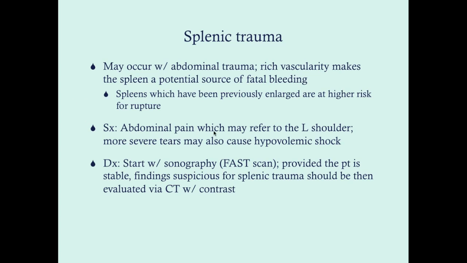So the symptoms are abdominal pain. This can refer to the left shoulder. Why to the left shoulder? If you have, and we're going to see a picture of this, if you have fluid or blood collecting around your spleen, remember what the spleen is right up next to. It's next to the rib cage, it's next to the left kidney, and it's next to the diaphragm. It sits right up on the bottom left-hand side of the diaphragm.